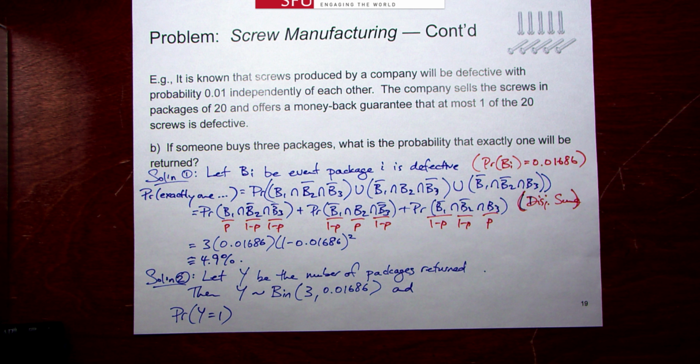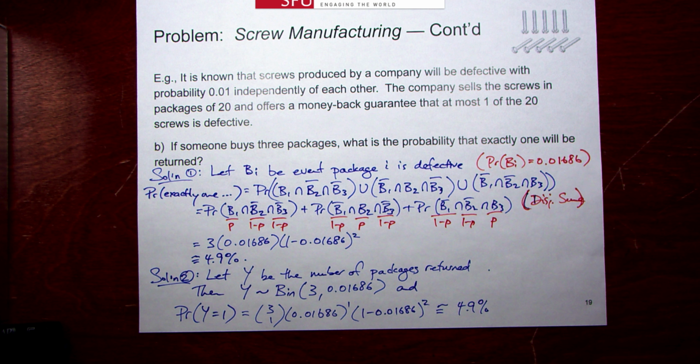Okay, so we'll fill in the blanks, right? So this is 3 choose 1, 0.01686 to the 1, and then 1 minus 0.01686 to the 2. Okay, that is coincidentally, and not coincidentally, the same as what's up here. Okay, but much quicker.